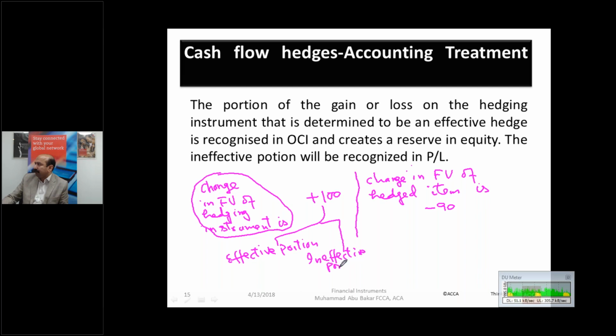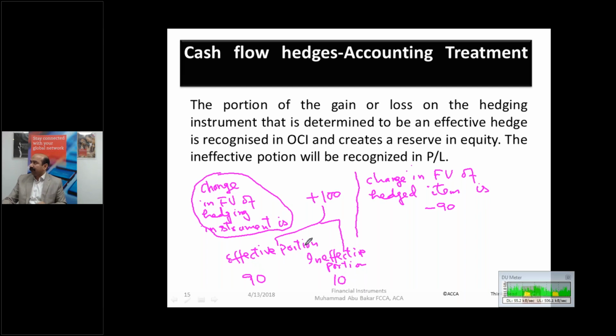And what is effective portion? Effective portion is in this case 90 and ineffective portion is 10. So this 10 is basically ineffective portion. This will be sent to the profit and loss, because both will offset each other.